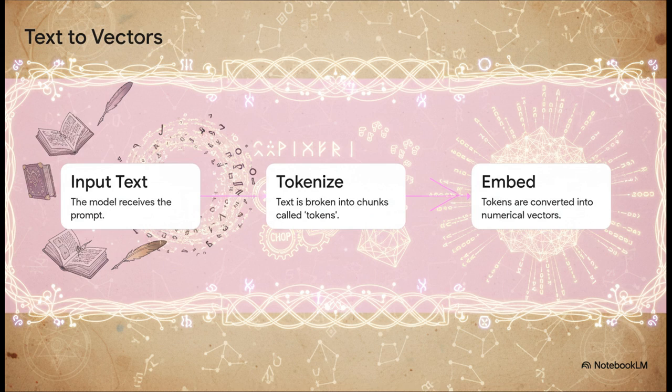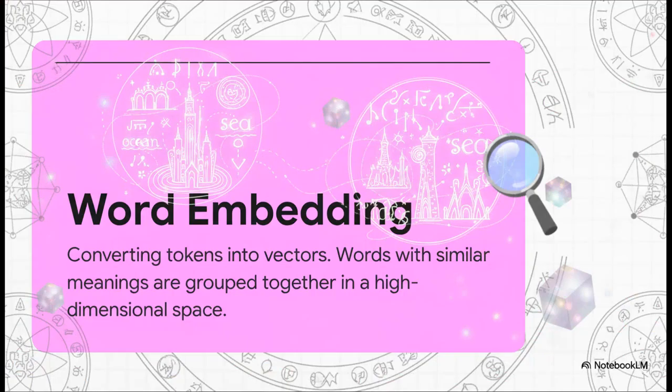And then for the final step, and this is crucial, every single one of those tokens gets converted into a long, long list of numbers. In the biz, we call that list a vector. This whole process of turning words into vectors has a name. It's called word embedding. And the core idea here is absolutely brilliant.